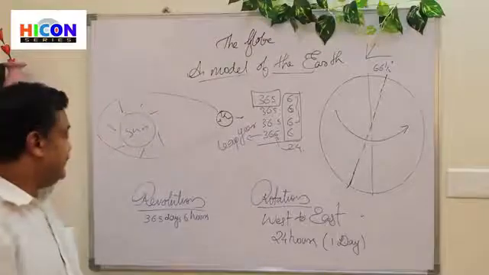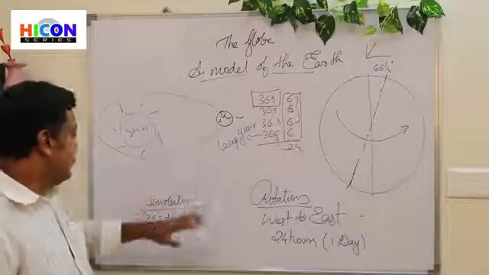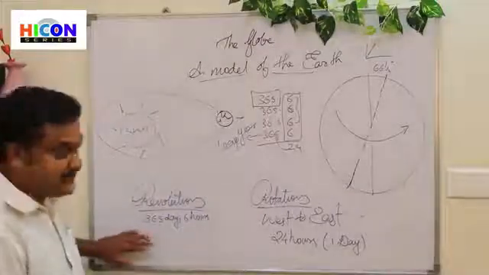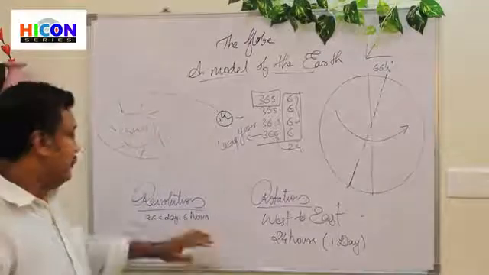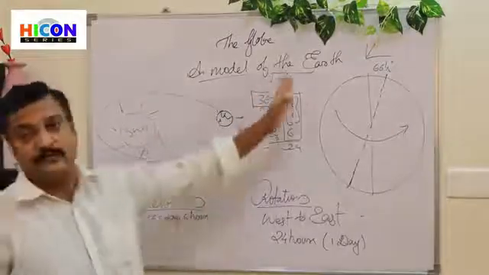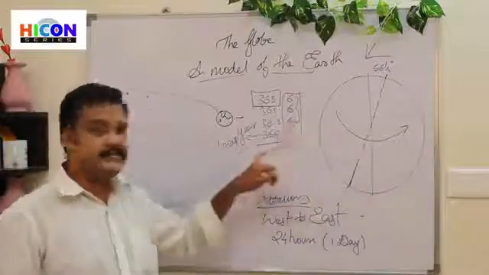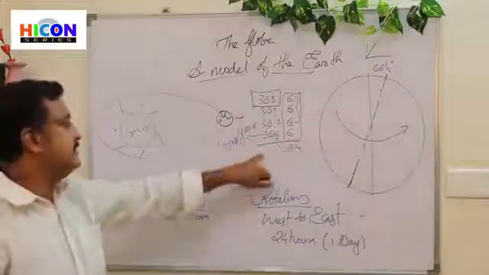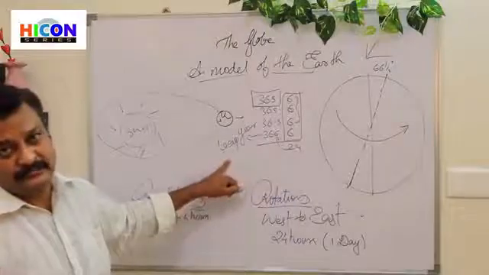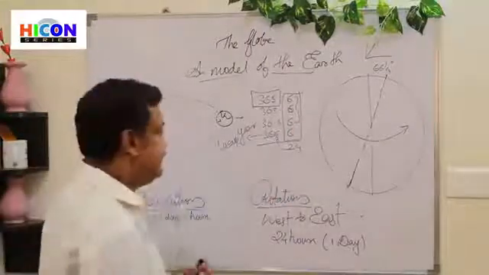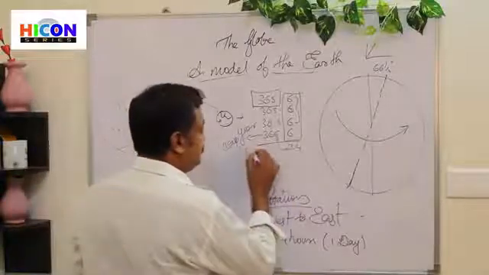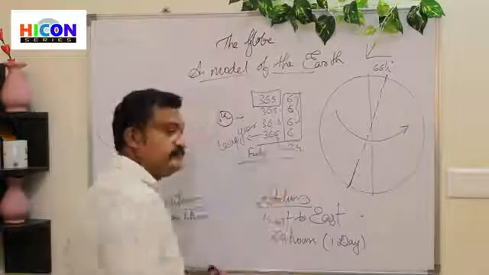So the total time taken for a revolution to complete is 365 days and 6 hours. When we add this 6 hours together once in 4 years, we will have 1 day extra. That makes it 366, and that is called a leap year. And which month do we add this particular day? It's added to the month of February.